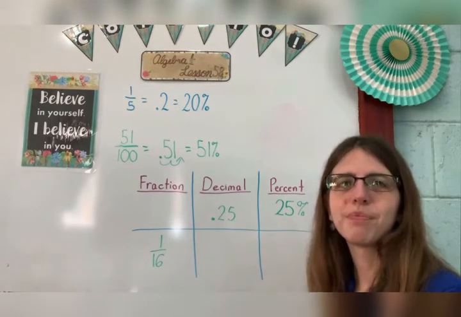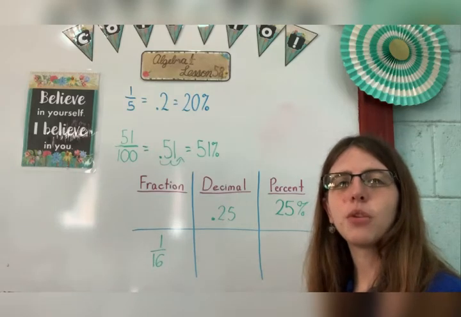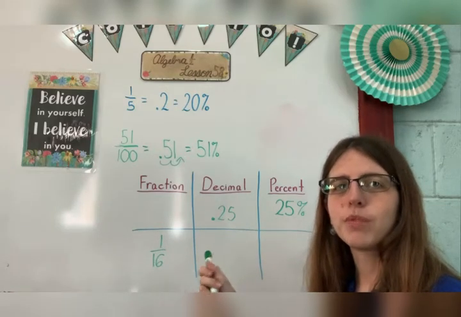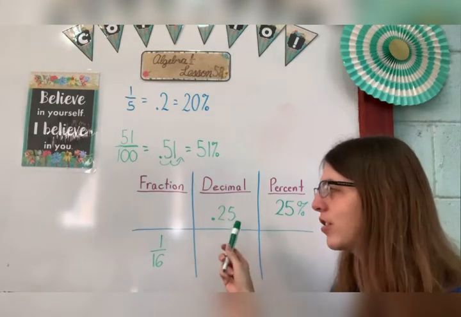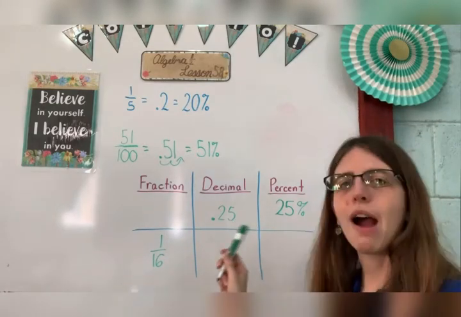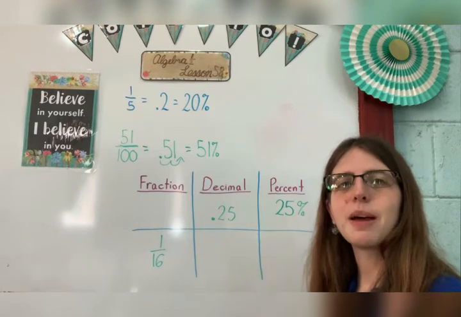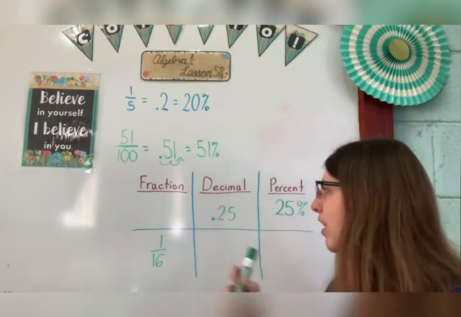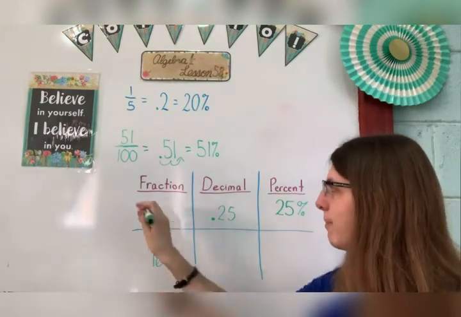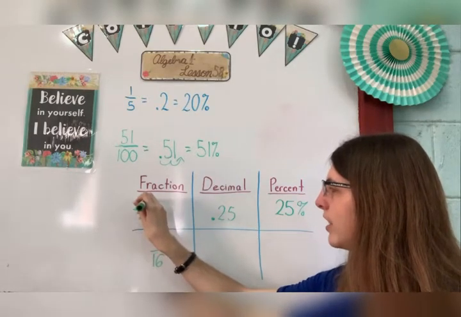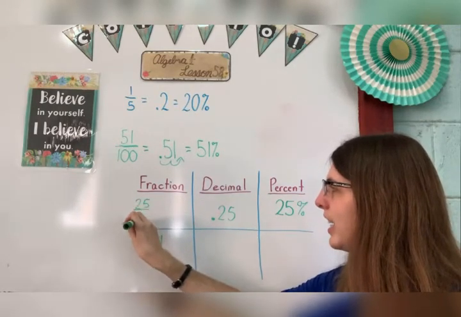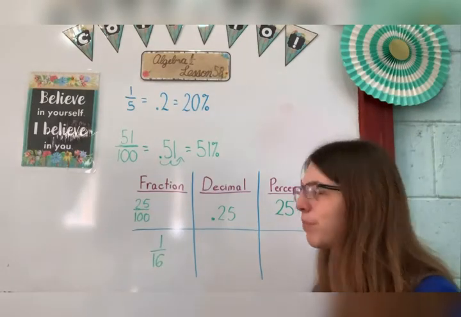0.25. Now, to go from a decimal to a fraction, we put our number, that is our decimal, over the power of 10 that matches the number of decimal places we have. So I have 2 decimal places. So I put 25 over, since I have 2 decimal places, I need 2 zeros, okay?